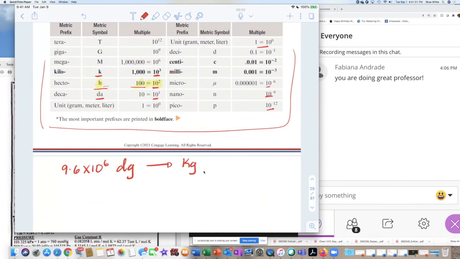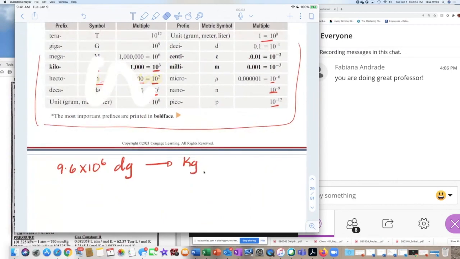What do we do this time? Let me erase all these marks I have here. What do we do? I need your help. How do I solve this? Anybody?